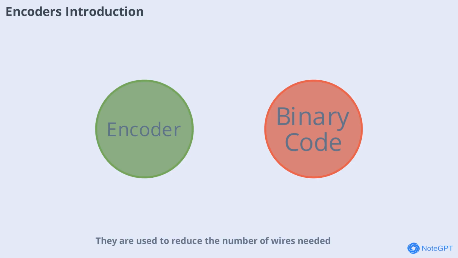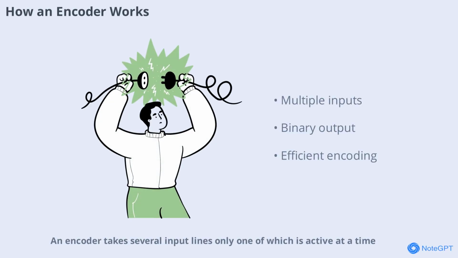Encoders are combinational circuits that convert multiple input lines into a smaller number of output lines, typically representing binary codes. They are used to reduce the number of wires needed for data transmission and to encode information efficiently for processing. An encoder takes several input lines, only one of which is active at a time, and generates a binary code corresponding to the active input.